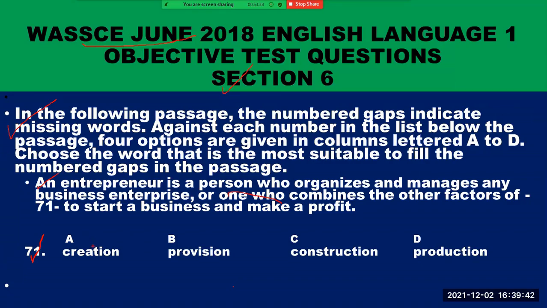Now, option A, creation, no, you don't talk of factors of creation. B, factors of provision, no. C, factors of construction, no. D, factors of production, yes. This is talking economics, factors of production, all right?